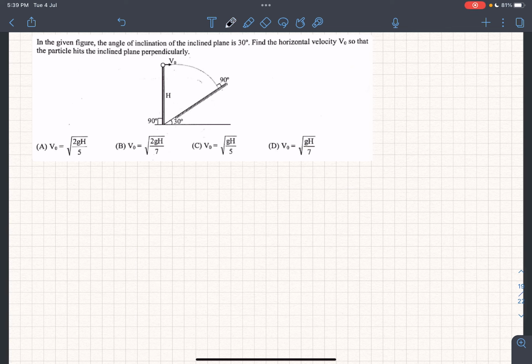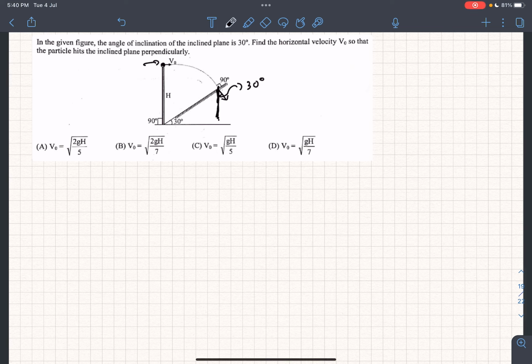Moving on to the next problem. We have an incline in this case, which is inclined at an angle of 30 degrees to the horizontal. We need to find the horizontal velocity v naught with which the particle must be projected from this point so that it hits the inclined plane perpendicularly. So the velocity must be in this direction, and the angle it must make with the vertical should be 30 degrees, because the incline makes an angle of 30 degrees with the horizontal.